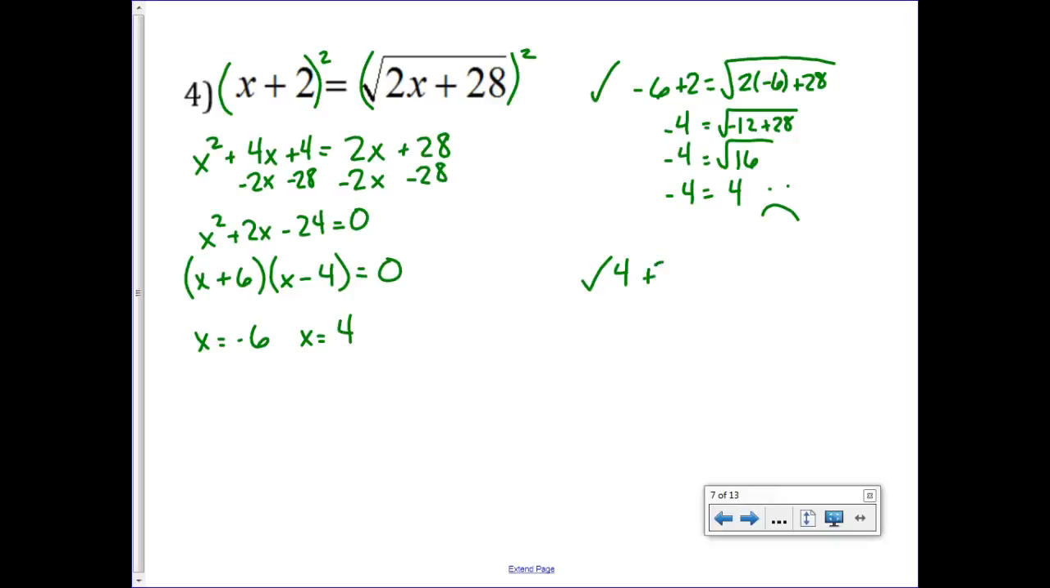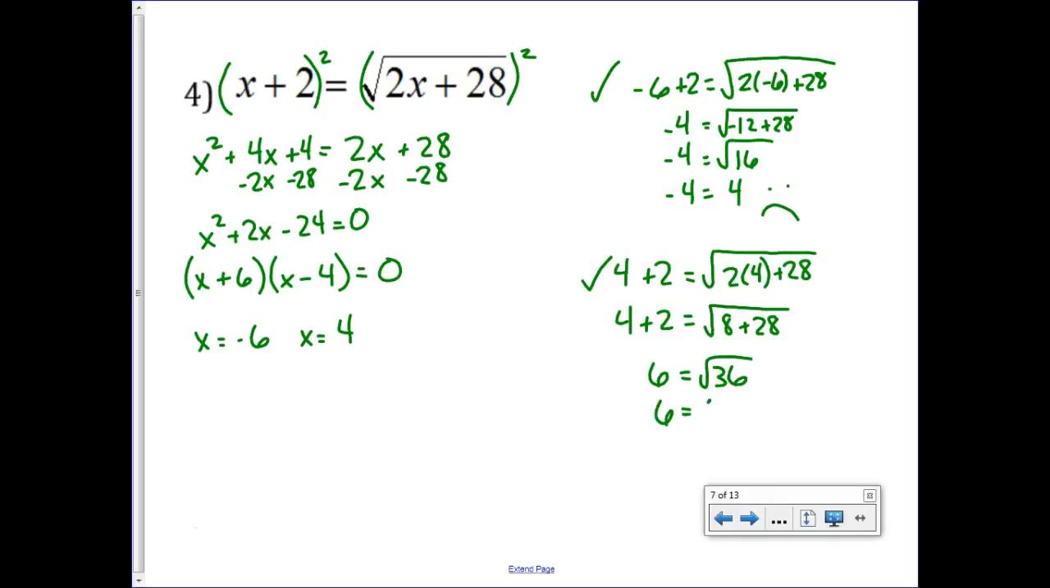Let's try the next one. So I have 4 plus 2 is equal to the square root of 2 times 4 plus 28. So I have 4 plus 2, I could have simplified that already, is the square root of 8 plus 28. So 6 is equal to the square root of 36. 6 equals 6. That one does work. So 4 worked, but it did not work for negative 6, so this is extraneous.